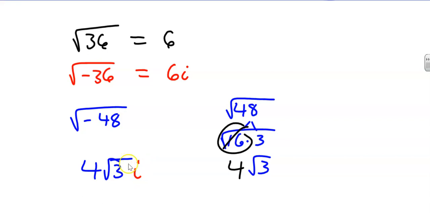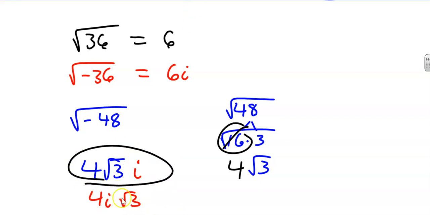Now, the only thing on that i is just make sure it's not underneath the square root. Sometimes, and you may have to watch and see, they may actually make you rewrite it like this, so that you know that the i is not underneath the square root. So they might let you go back and forth either way.